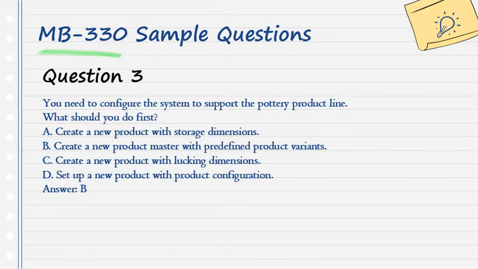Question 3. You need to configure the system to support the pottery product line. What should you do first? A. Create a new product with storage dimensions. B. Create a new product master with predefined product variants. C. Create a new product with locking dimensions. D. Set up a new product with product configuration. Answer: B.